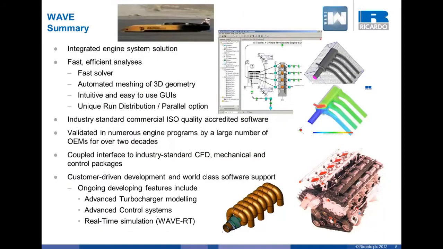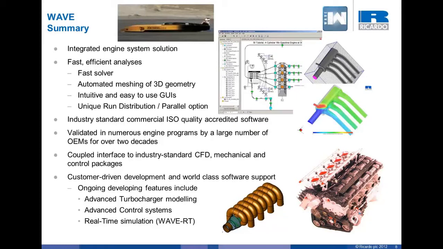So to summarize, WAVE, of course, is an integrated engine system solution for any kind of engine. It's been used over the past 20 or so years. It is a fast solver, and again, this is where the Optimus WAVE workflow comes in. You can run hundreds and hundreds of experiments very, very quickly. 1D gas dynamics, it's very, very fast to solve. Particularly if you're looking at NVH, you can put in automatic meshing of your mufflers, etc., the 3D geometry.